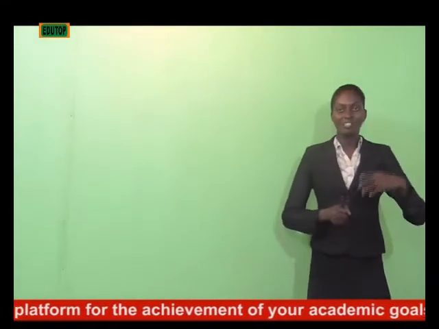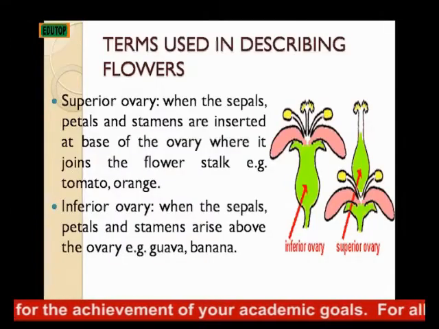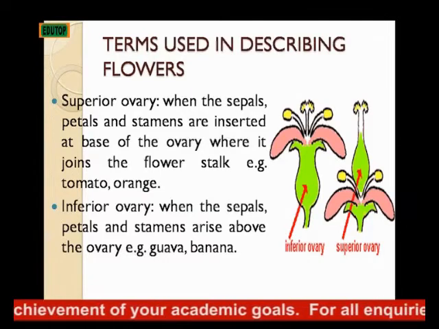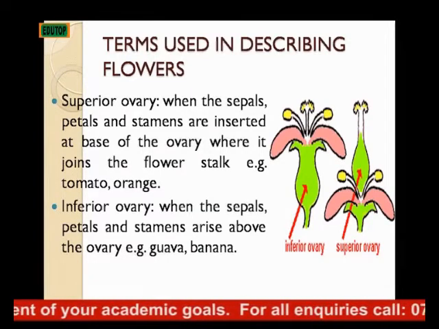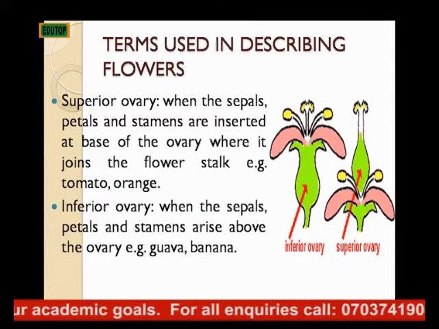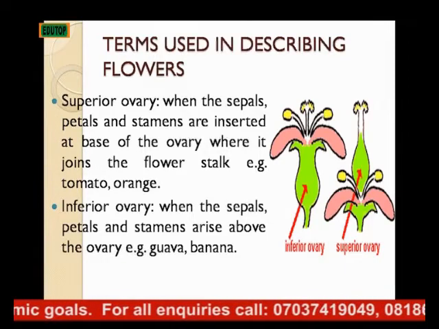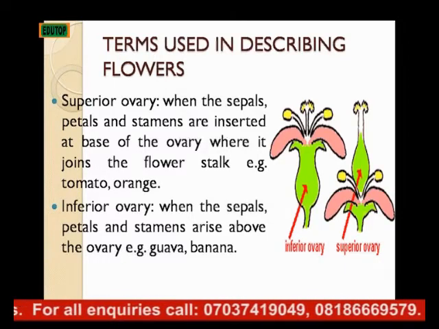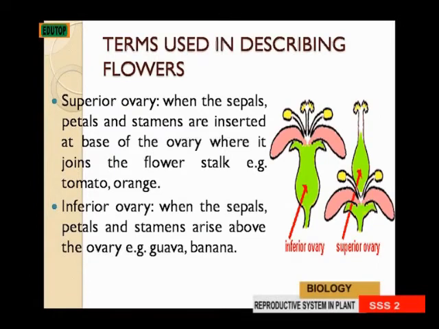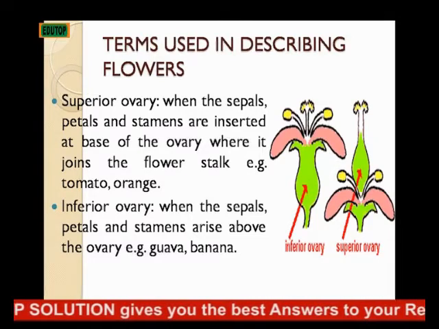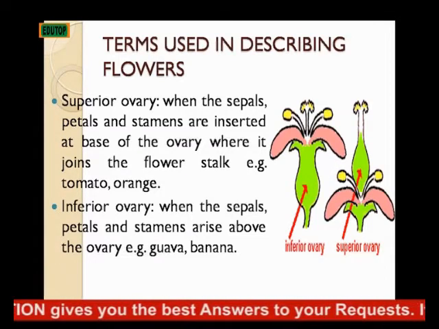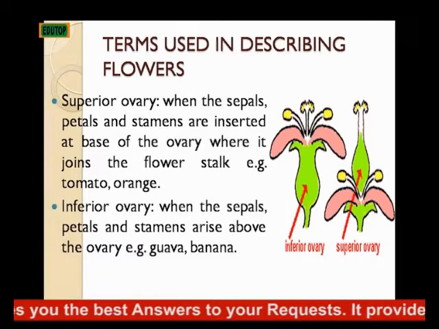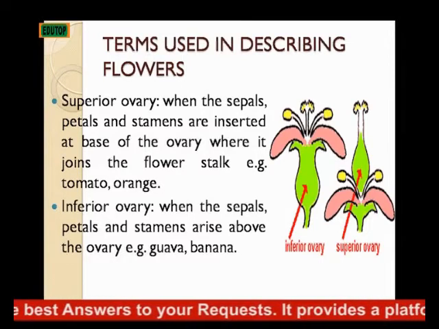Then you say a plant has a superior ovary when the sepals, the petals, and the stamens are inserted at the base of the ovary where it joins the flower stalk. The sepals, petals, and stamens are inserted at the base of the ovary where it joins the flower. For example, the tomato and orange plants have a superior ovary.